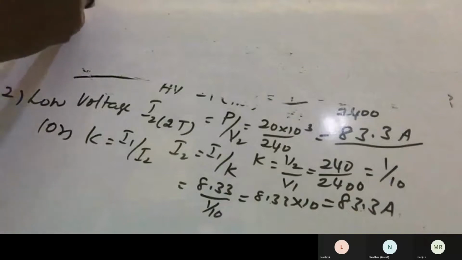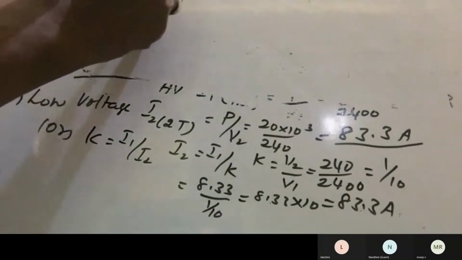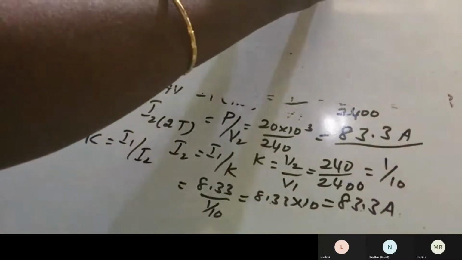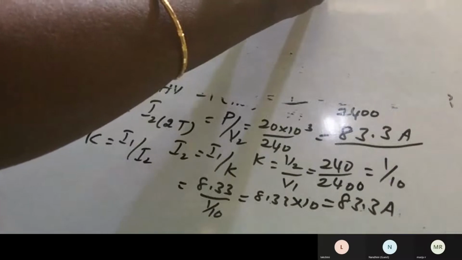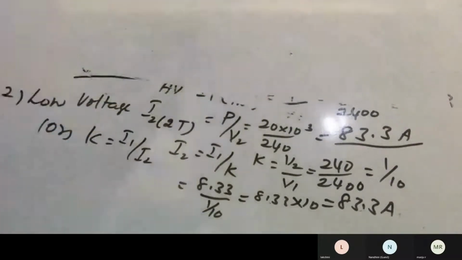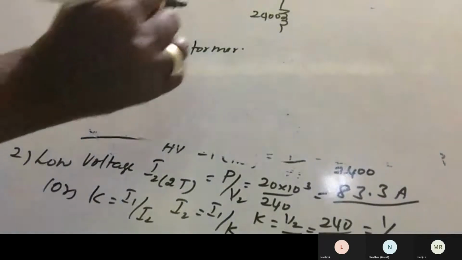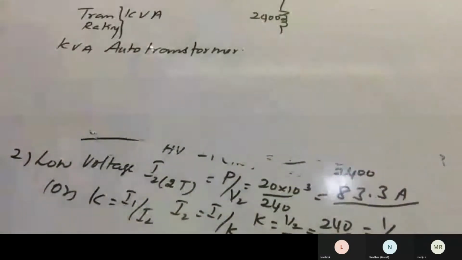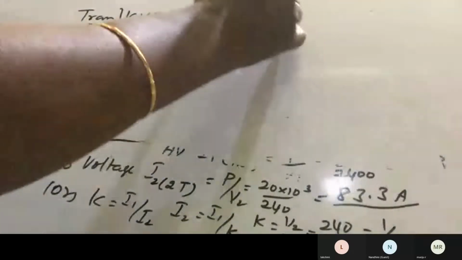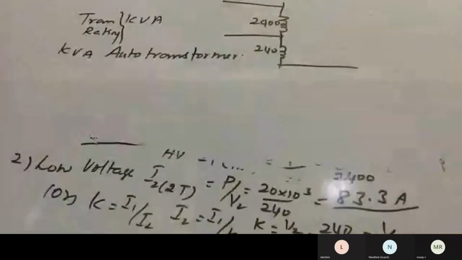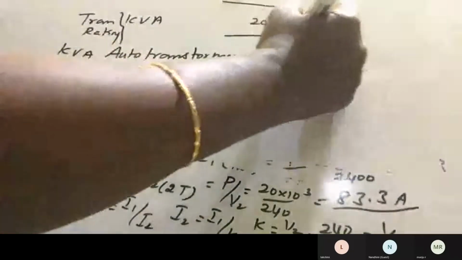So, the kVA rating of the auto transformer. The polarity will be additive. After converting into an auto transformer, how will the connections be? The primary will be 2400, and the secondary we can take at the top or at the bottom. If we take the secondary winding with voltage 240, we connect the load across the secondary.